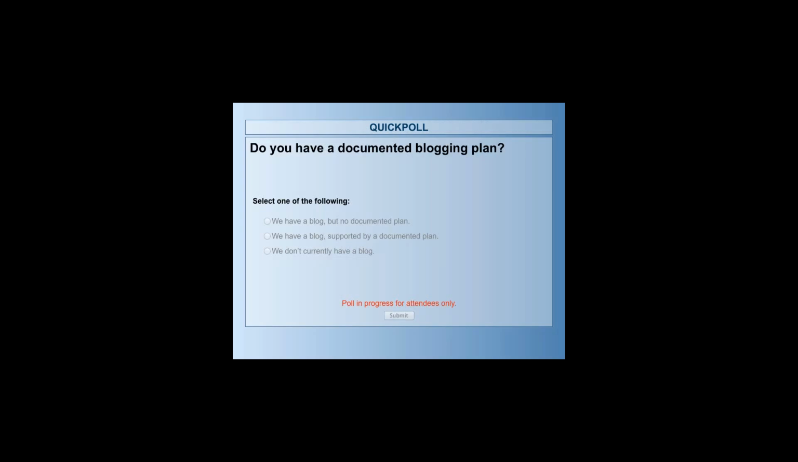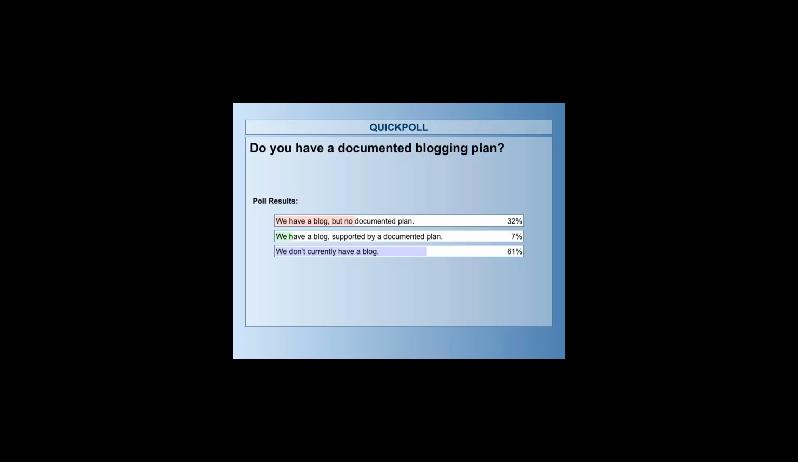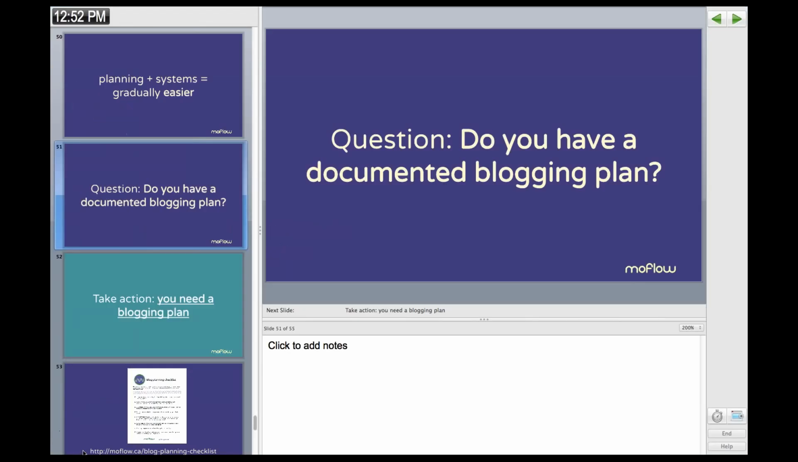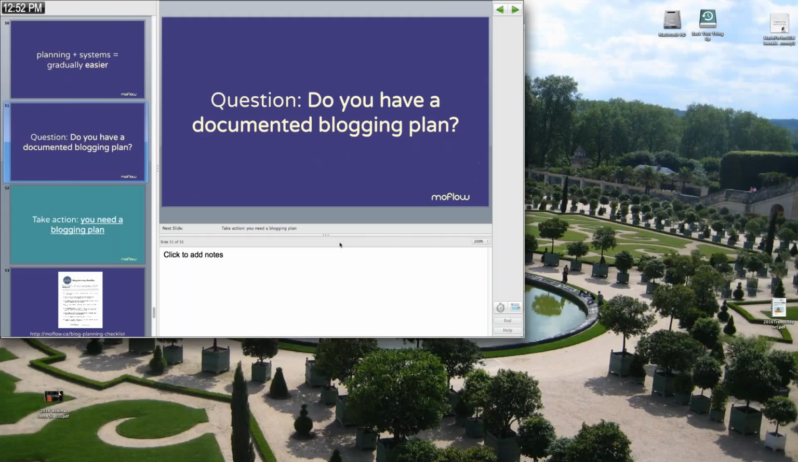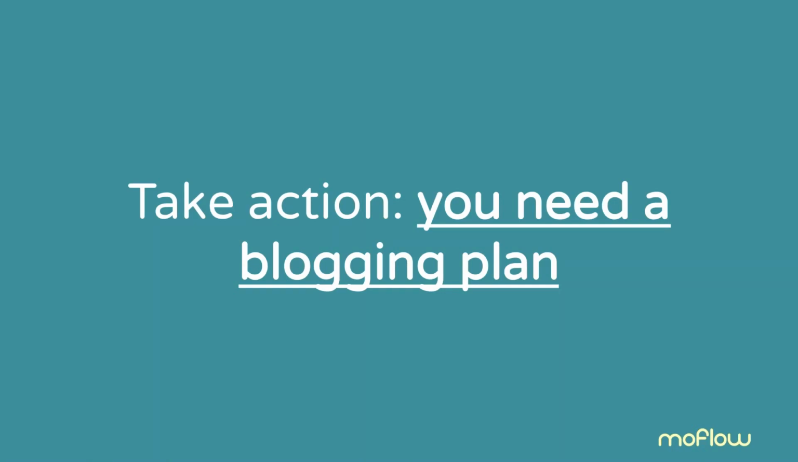So we knew that we had a lot of people who don't have a blog yet, and wow, huge percentage of our participants today have a blog with no plan in place. So you know my recommendation. I'll go back to my slides now. My recommendation is that if you don't have a blogging plan, you need to take action. That is your action for today, leaving this webinar, is to have a blogging plan in place.